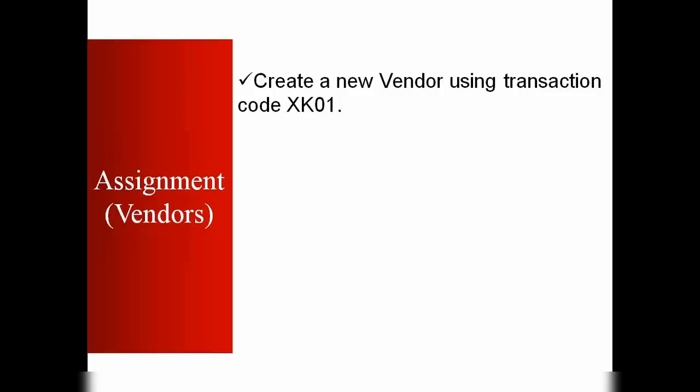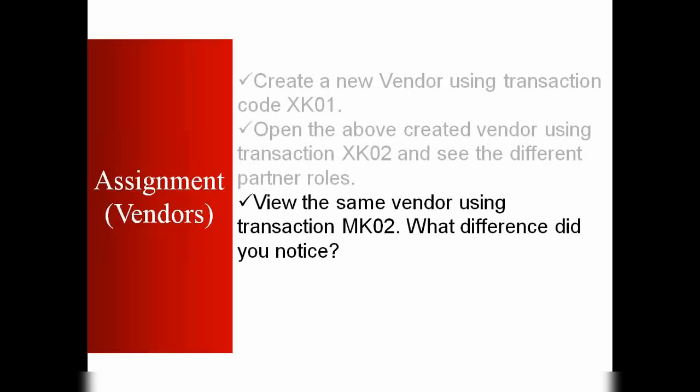Then view the same vendor in the MK02 transaction, where you can only see selected data, not everything. What difference did you notice? If you see the same vendor from MK02, what difference do you notice? Just note that. And how would you block a vendor? How would you do that? And how can you delete a vendor? Just do this small exercise before you go ahead. So that's all about vendor master data.